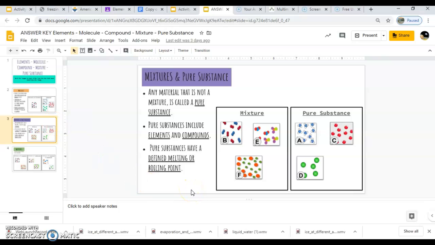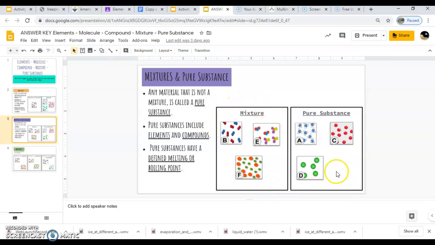The next page we have mixtures. Now remember, a mixture is basically any material that's hanging out in the same space but not chemically bonded. So here we have an example of a mixture because we have two different elements hanging out in the same space. Here we have two different kinds of compounds hanging out in the same space. And once again, two different kinds of elements hanging out in the same space. So these would all be mixtures here.